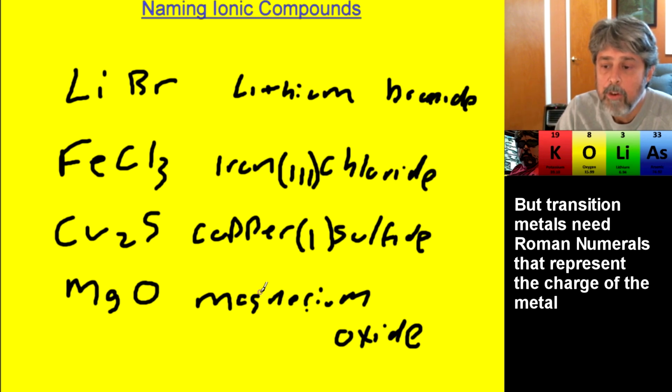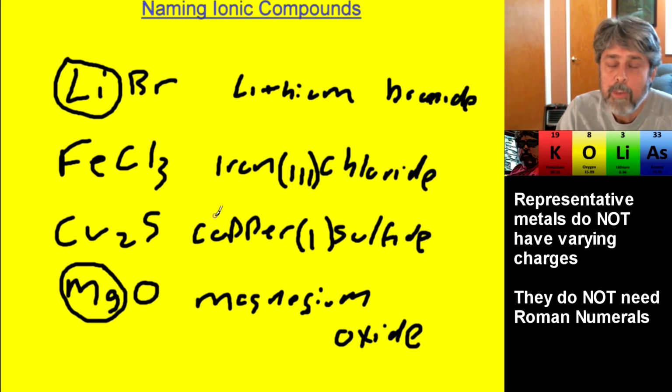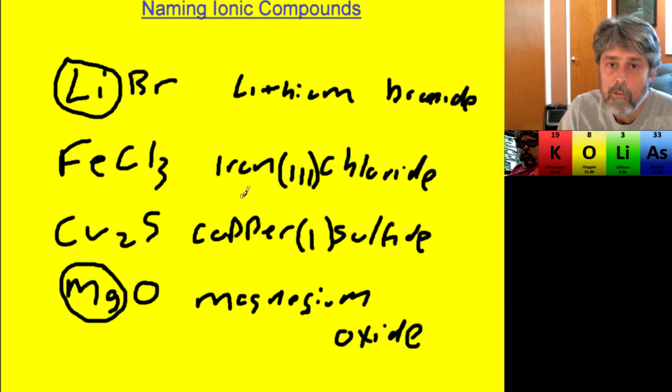Magnesium, oxygen. Is magnesium a transition metal? No, it's not, so we leave it alone. Magnesium oxide, no need for Roman numerals. All right, so again, we need Roman numerals to tell people the charges of our metals. Representative metals are always the charges that they are. They don't change. So there's no reason to tell people that lithium is 1, lithium 1 bromide. It's always 1. We don't need to tell people magnesium's 2. It's always 2. We only have to do it for the transition metals because they're always changing.